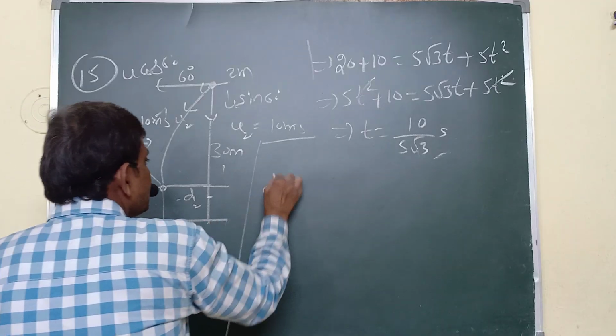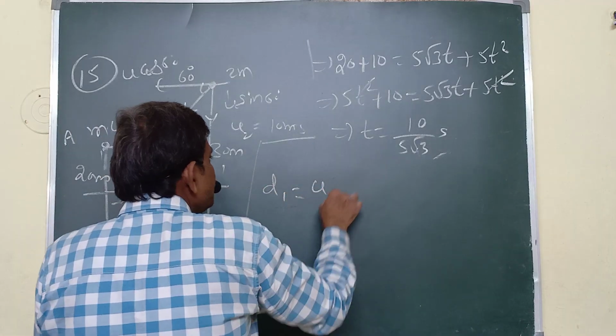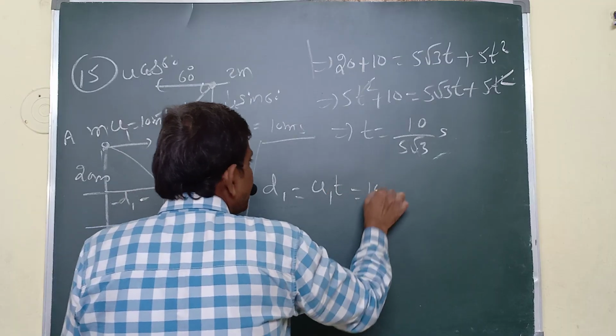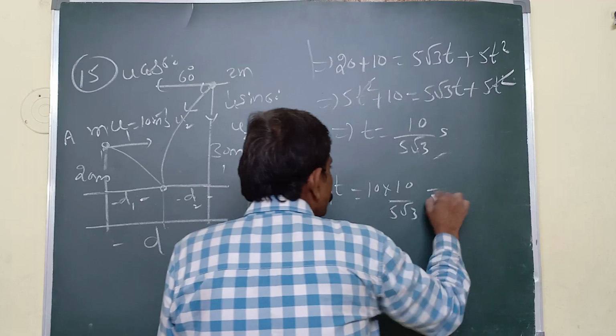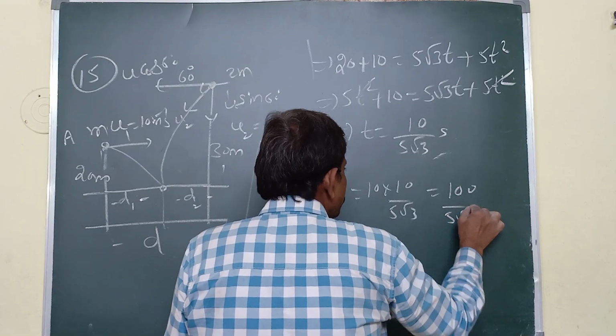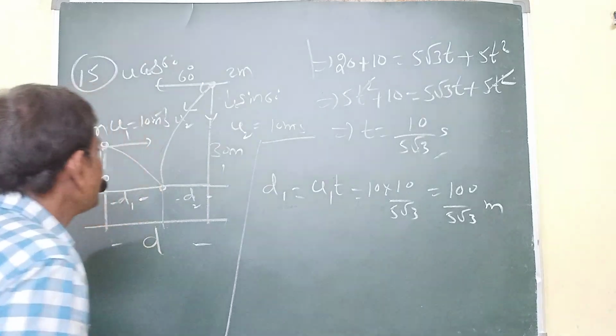Now I am finding d1. What is the d1? Horizontal velocity into time. What is this? u1 into t. What is the u1? 10 into 10 by 5 root 3. So what is this? 100 by 5 root 3. d1 came in meters.